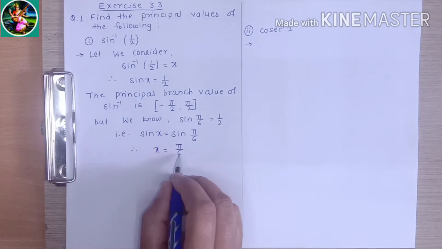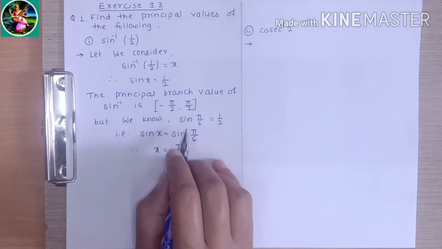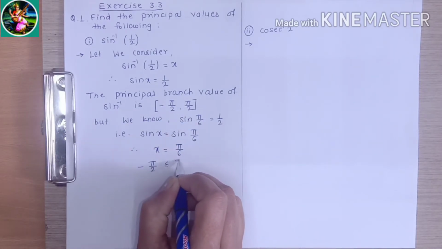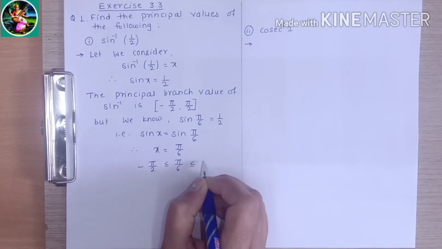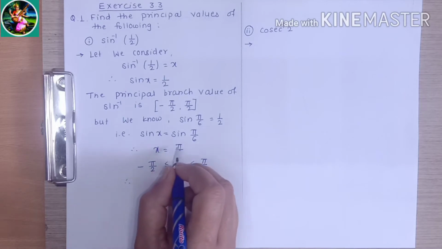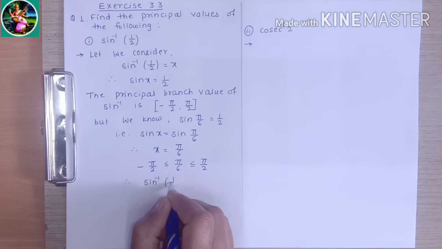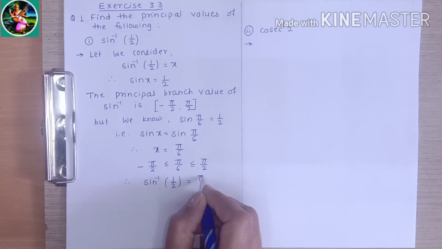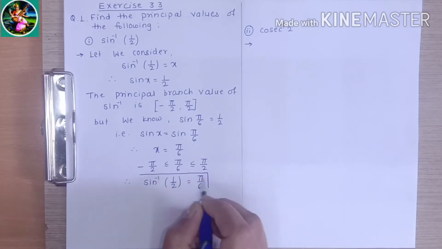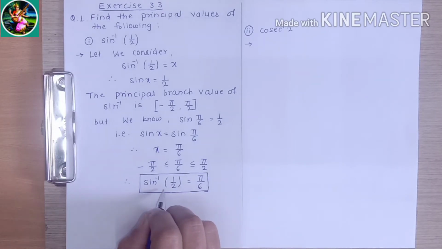But the value of x must lie between minus pi by 2 and pi by 2. Yes, minus pi by 2 is less than or equal to pi by 6 is less than or equal to pi by 2. Therefore x is equal to pi by 6 implies that sine inverse of 1 upon 2 is equal to pi by 6. Hence, we obtained the principal value of the given inverse trigonometric function.